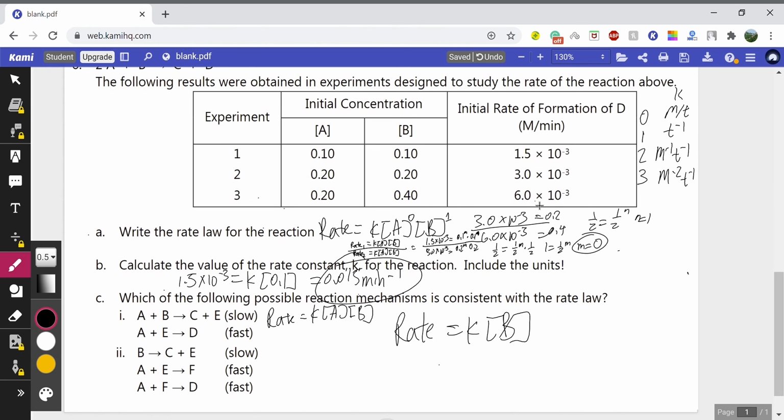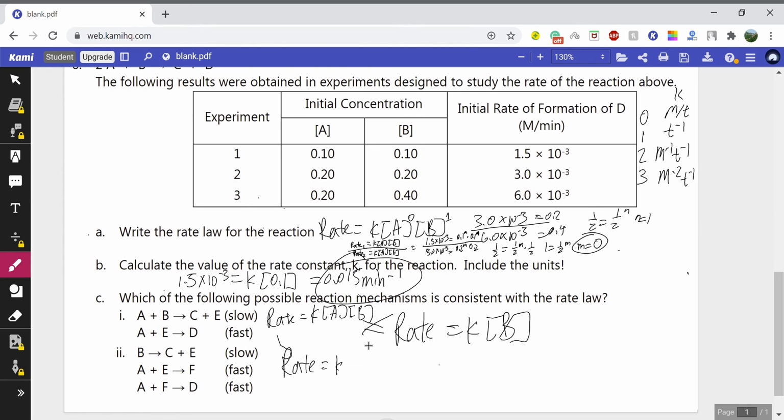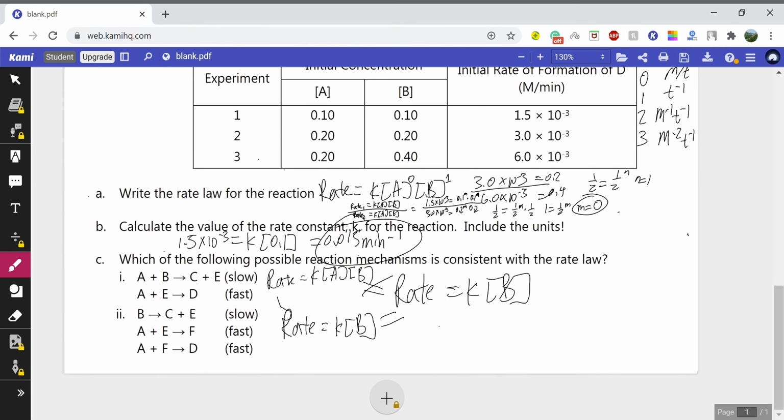Now this does not match. These two do not match. Over here, we only look at the slow step, remember? So the slow step will be rate equals k times b. And this does indeed match our rate law for this problem. So our answer is number 2. This is a possible reaction mechanism that is consistent with the rate law, because the slow step, aka the step that determines the overall rate law, is consistent with our rate law.